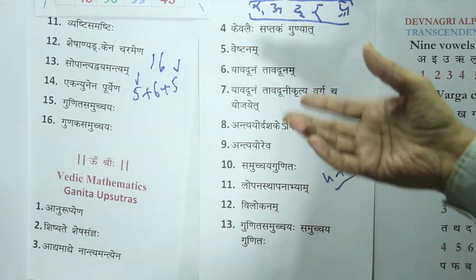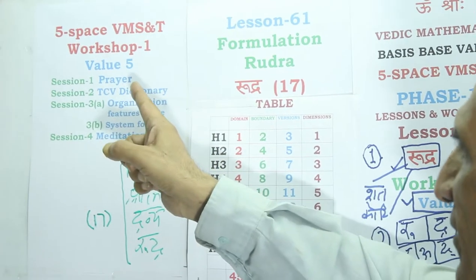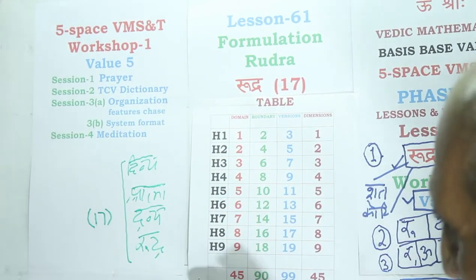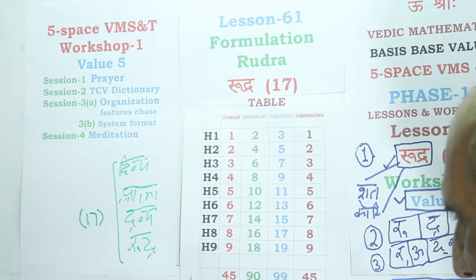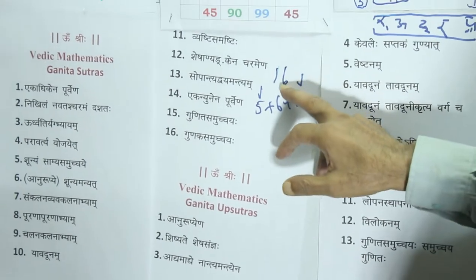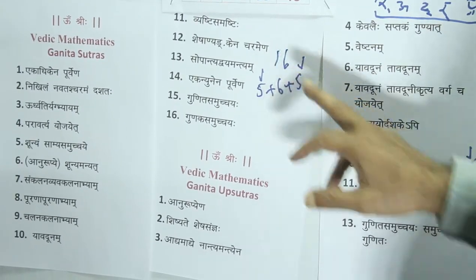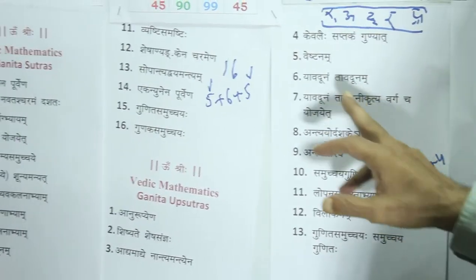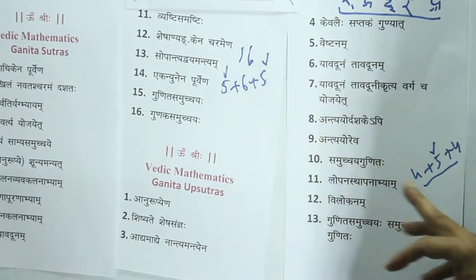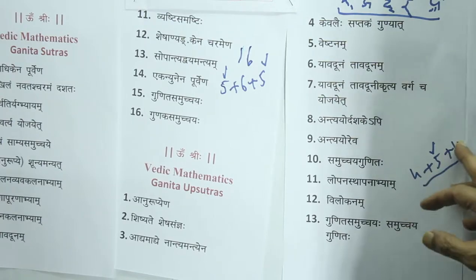has an inherent role, basic role, primitive role, fundamental role, a transcendental role. Therefore, while we will be chasing value 5 in this workshop, and while we will be in session 1 of a prayer, praying in terms of the text of 16 Ganita Sutras and 13 Ganita Upa Sutras, and when our attention and focus will be upon value 16 and value 13, we will be seeing that 16 is 5 plus 6 plus 5 and 13 is 4 plus 5 plus 4.